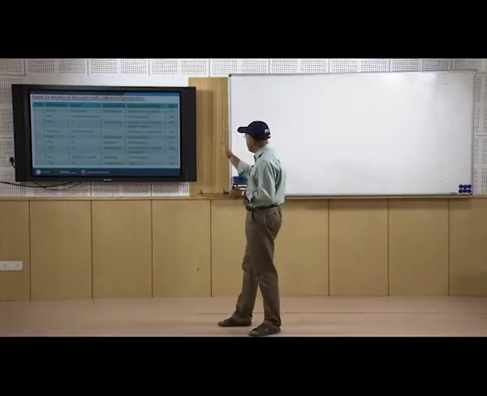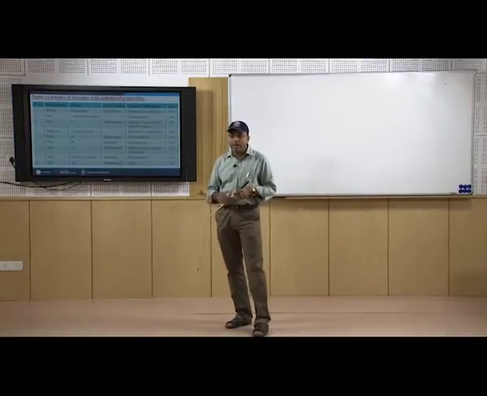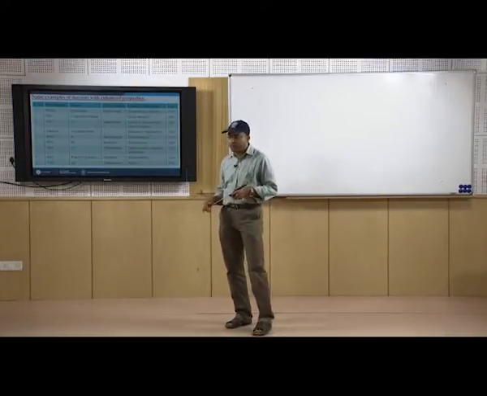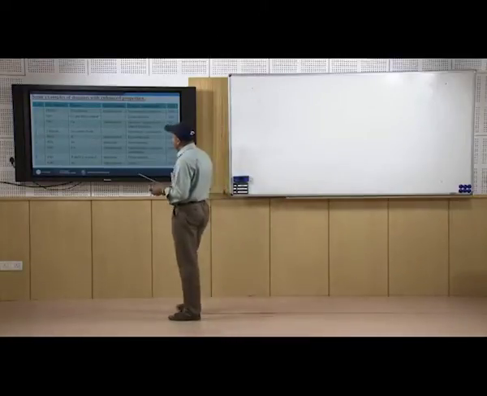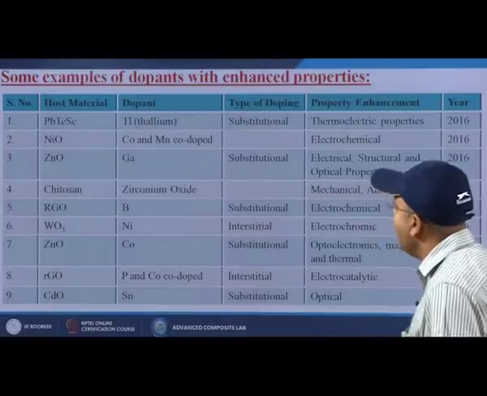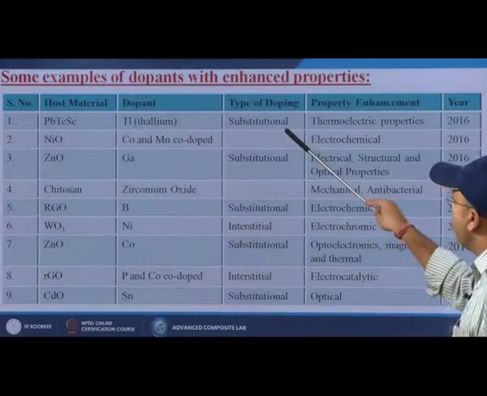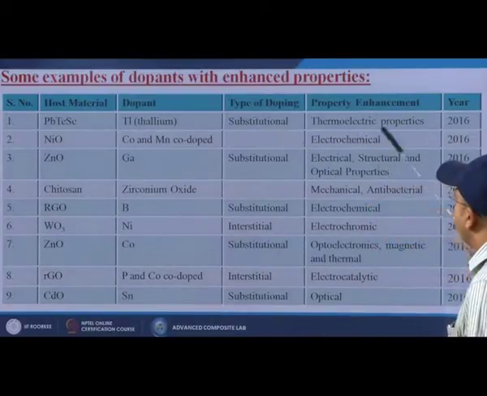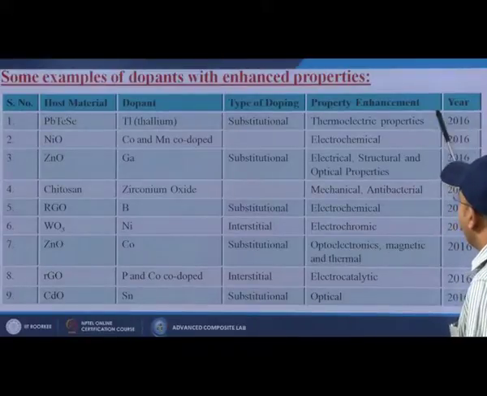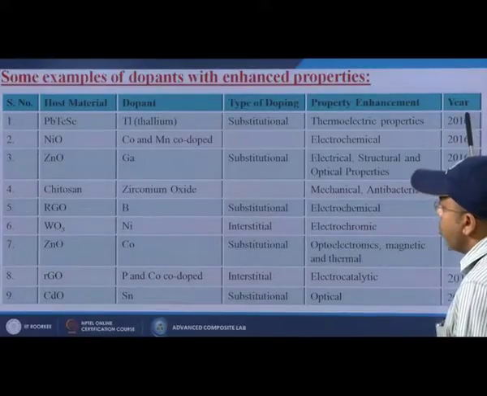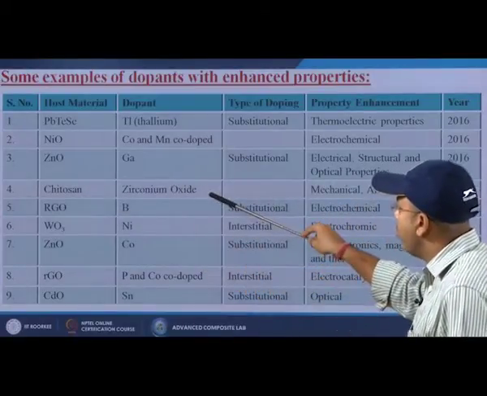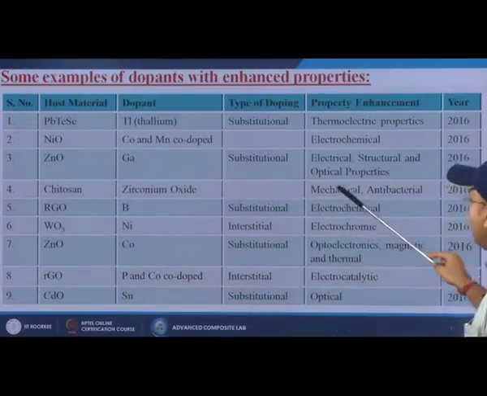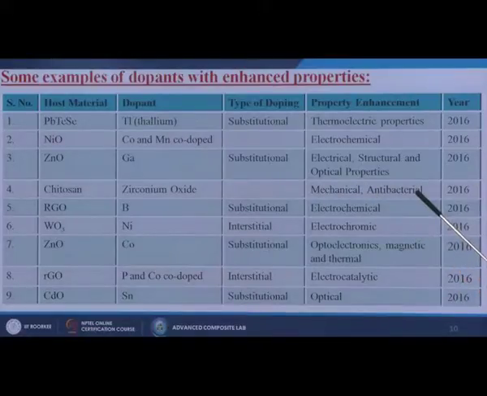and on the right hand side we have given the year in which the scientists or people have done this kind of research. So, first is PbTe, where the dopant is known as thallium. Here we have done the substitutional doping, and thermoelectric properties have been enhanced. It has been done in the year 2016. So, when we are doing it with chitosan, we are using a dopant like zirconium oxide, and the property enhancement is mechanical and antibacterial properties. It has also been done in 2016.